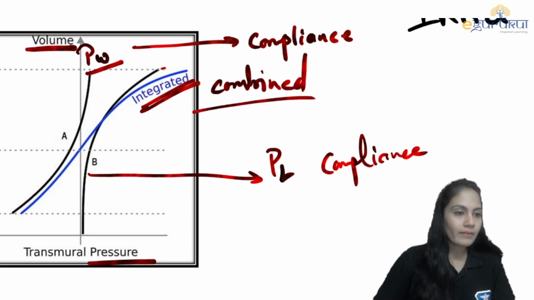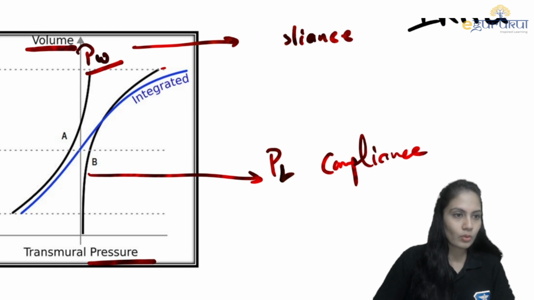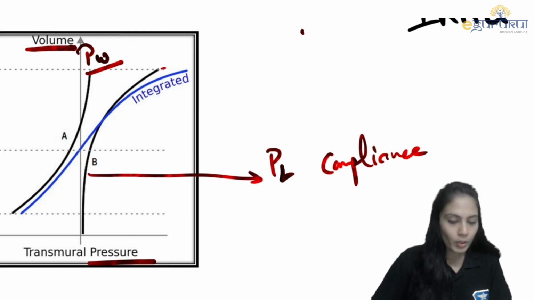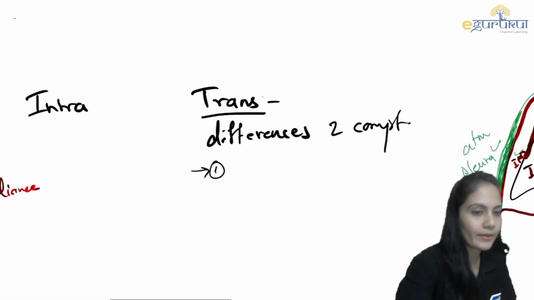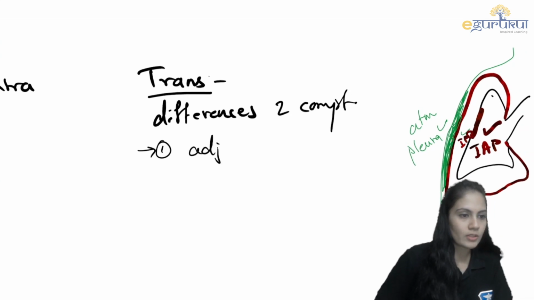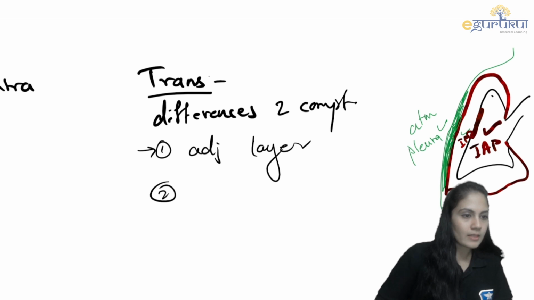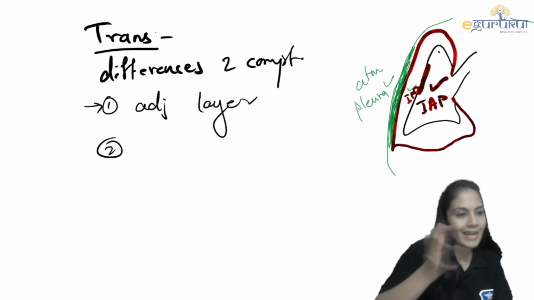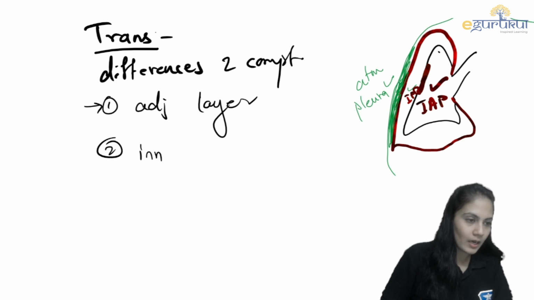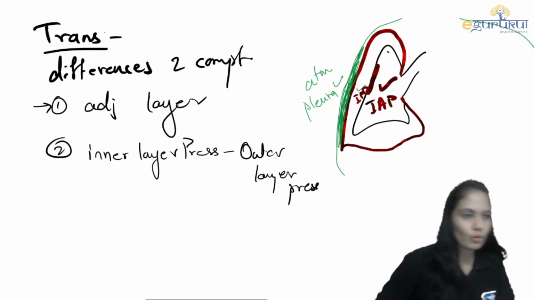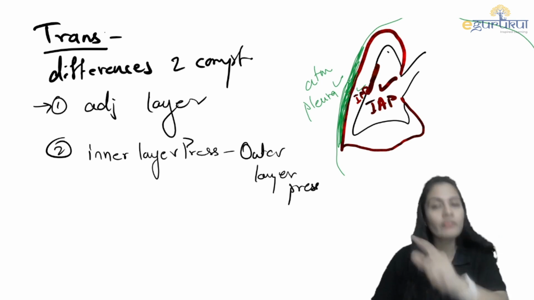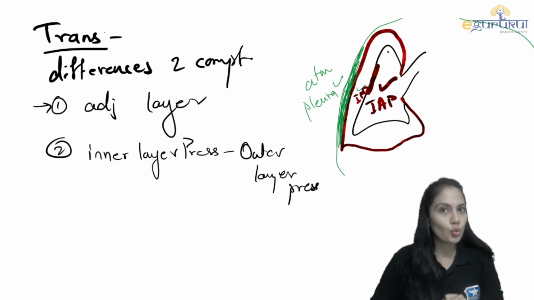When you talk in terms of this chest wall pressure, the first thing you should do is identify the layers, the adjacent layers. The second thing is the application of the formula. And what is that formula? Inner layer pressure minus outer layer pressure. These are the easy two things you have to do whenever you talk about any trans pressure, and you will never make a mistake if you apply these two things.